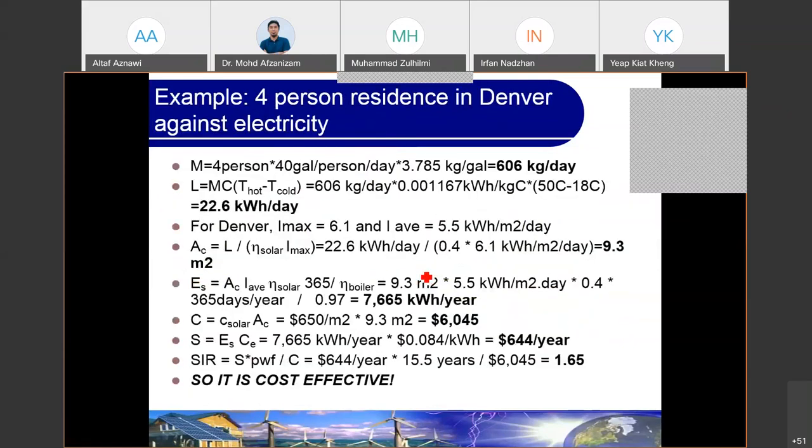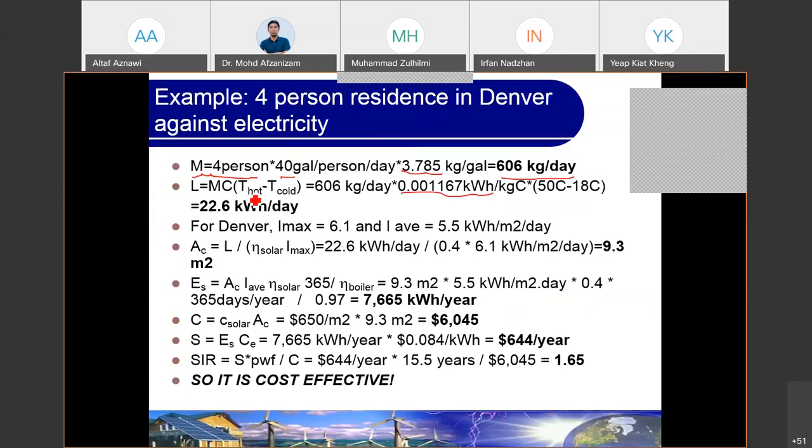Okay, so this is the basic equation that we can apply to all the equations just now. We just go through this quickly to get the flow of the solution. M is the mass per person. Each person uses 40 gallons, times 3.785 to convert to kilograms, to become 606 kilograms per day.